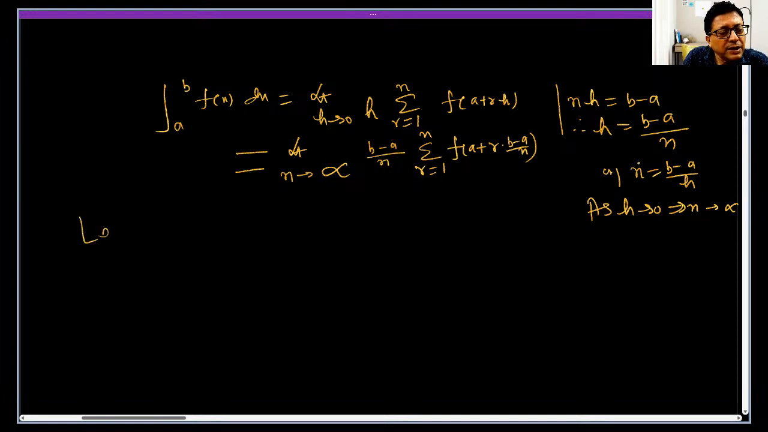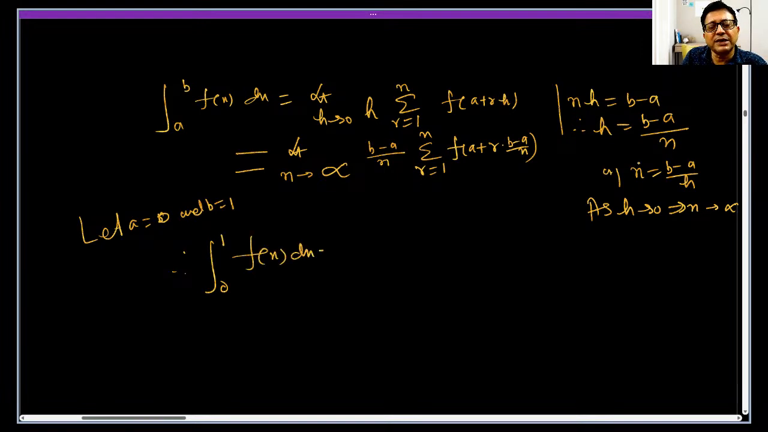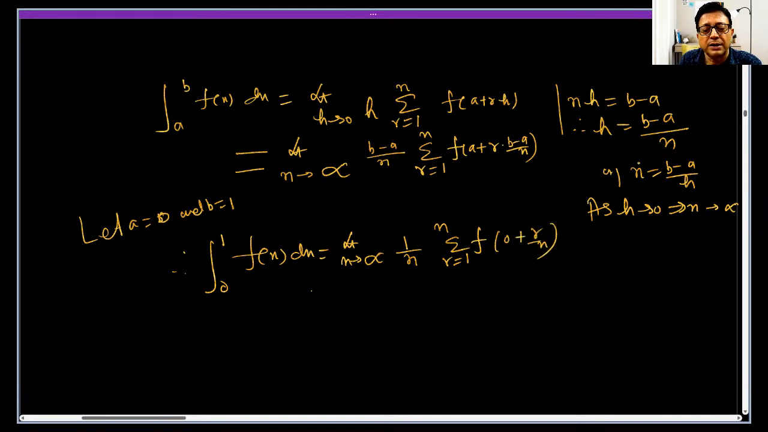Now let a equal to 0 and b equal to 1. So 0 to 1 f x dx is what? 1 by n, f of a is 0, r by n.